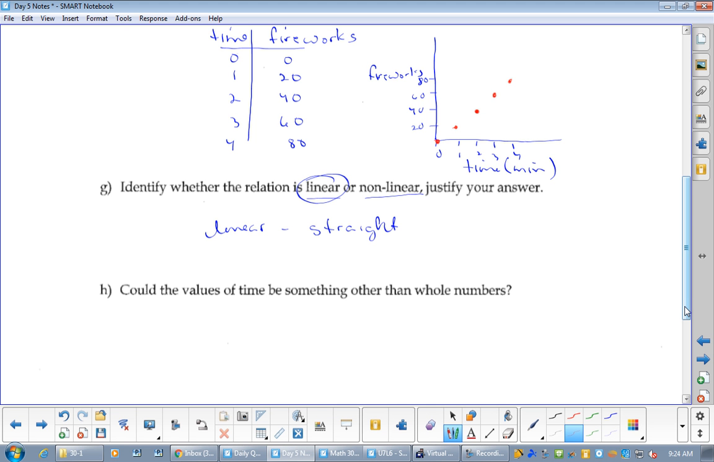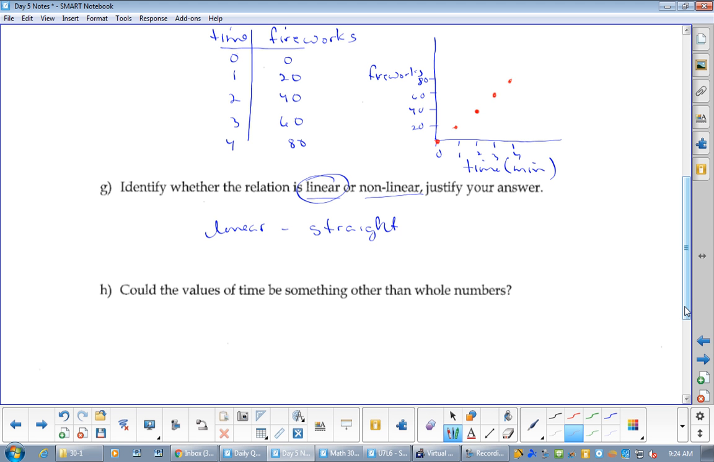So, here's a question for you. At 30 seconds, would 10 fireworks go off? No, I'm doing it every minute. I'm launching them at the minute. So at 30 seconds, how many fireworks have gone off? At 40 seconds? At 50 seconds, still 0.